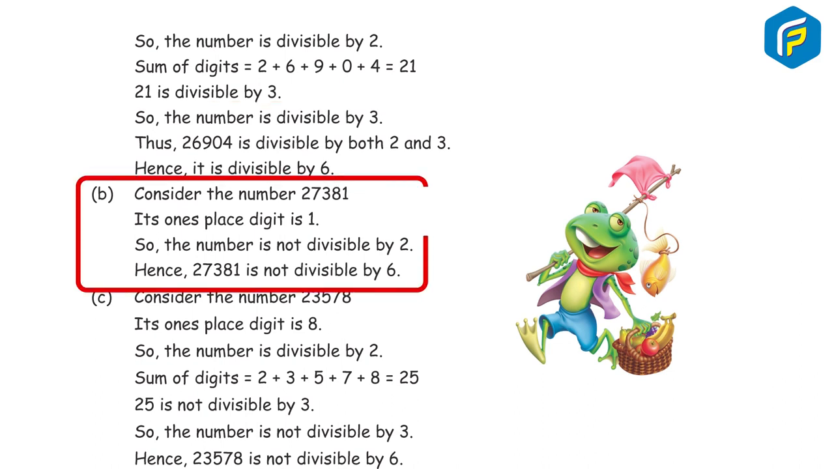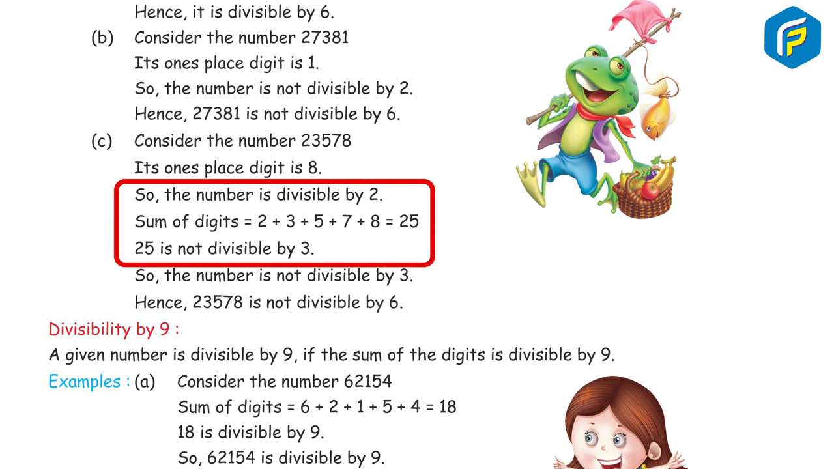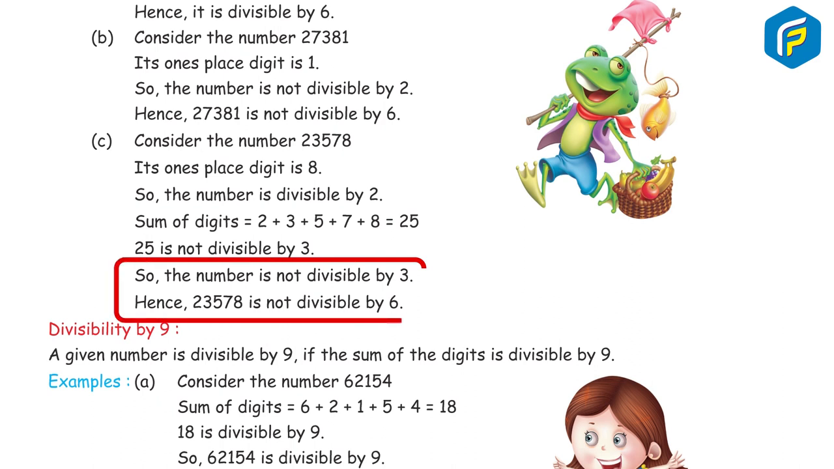B. Consider the number 27381. Its ones place digit is 1, so the number is not divisible by 2. Hence, 27381 is not divisible by 6. C. Consider the number 23578. Its ones place digit is 8, so the number is divisible by 2. Sum of digits 2 plus 3 plus 5 plus 7 plus 8 is equal to 25. 25 is not divisible by 3, so the number is not divisible by 3. Hence, 23578 is not divisible by 6.